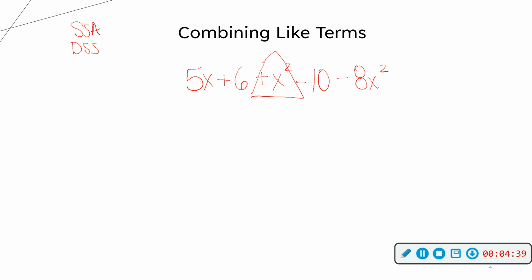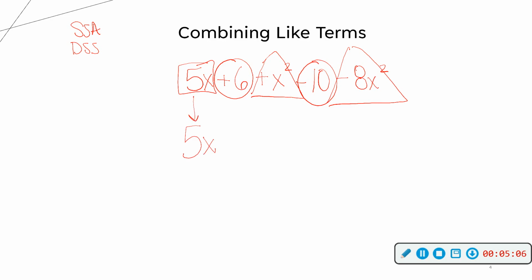I'm going to put a triangle around my x squared, and then I also have a negative 8x squared. I also have two numbers, or two constants, that I can circle and box in. And then I have 5x. 5x doesn't have a friend, so I can bring that straight down. I'm going to put a box around it to let it know that it is separate by itself, and bring it straight down.